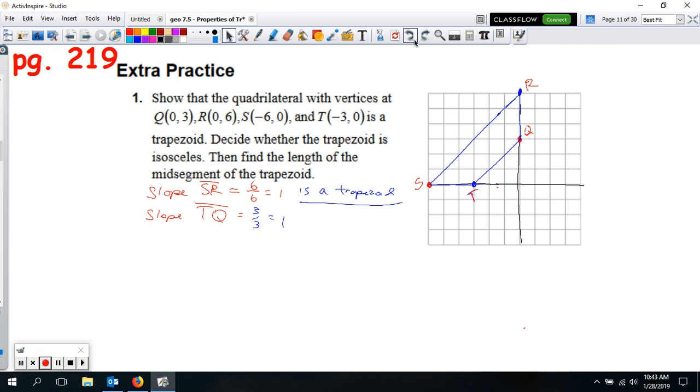So this one, since they're very clearly marked here, we can just count them. We don't have to use the distance formula. We can actually just count. We can see this one is 3 units long. This one's also 3 units long. So because the length of ST is equal to 3 and the length of QR is also equal to 3, they are congruent. That would definitely tell us that this is an isosceles trapezoid.